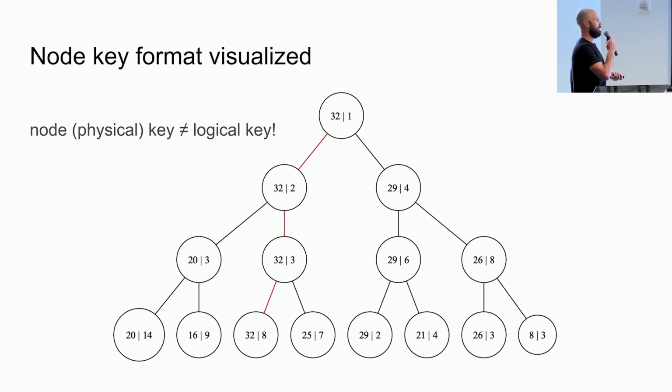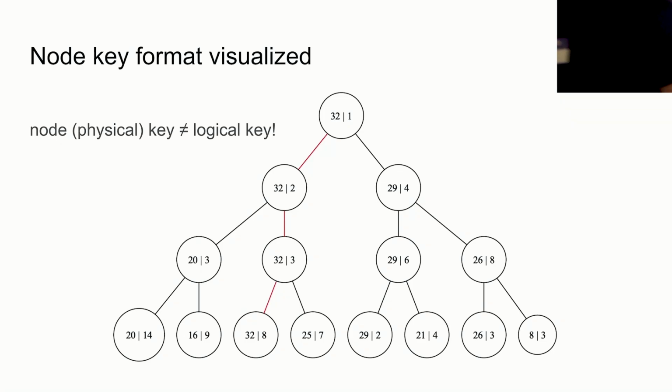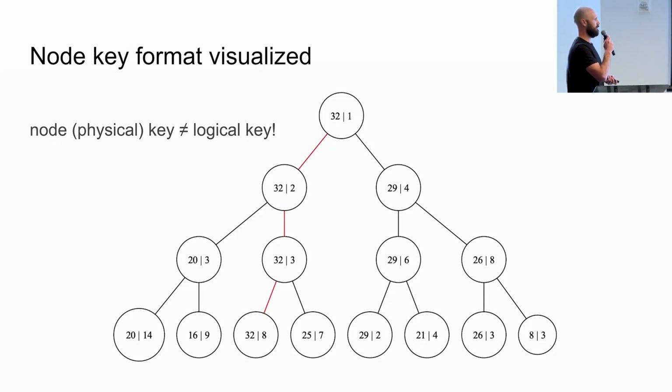One thing here that confused me for a long time, and it is a little bit confusing, is that this is not the same thing as your application key. If you're keying something on an account, this is a different key. This is the key that represents where the node is actually stored on disk.